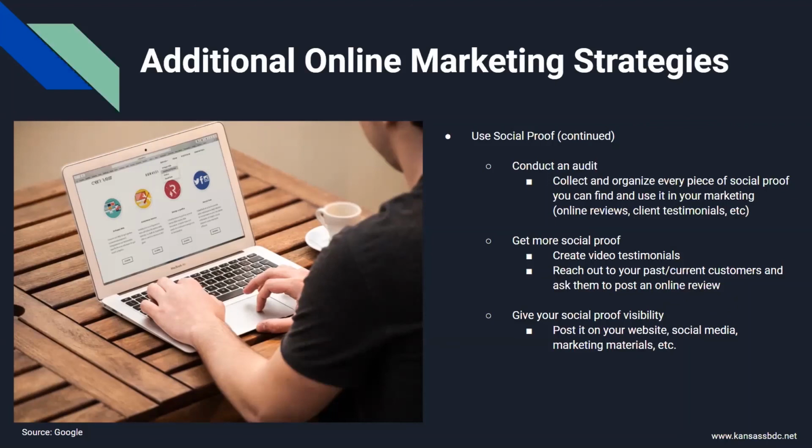You also want to give your social proof visibility. Once you collect those reviews and testimonials, you want to post them on your website, your social media, your marketing materials. Having those objective third parties say good things about your business can really provide a good view of your business for other people. Again, it's so easy to say my product's the best, my business is the best, but if you can get that objective third party to say, I can actually vouch for them, they are really good at what they do, then that can create amazing feedback for your business.